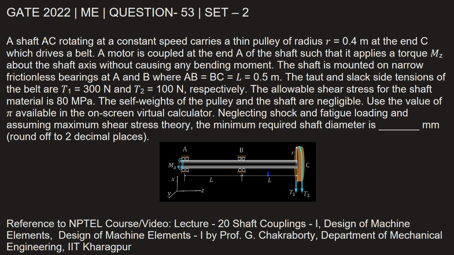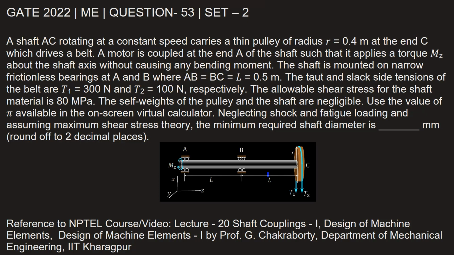This question is from GATE 2022, Mechanical Engineering paper set 2, question number 53. A shaft AC rotating at a constant speed carries a thin pulley of radius r equal to 0.4 meter at the end C, which drives a belt. A motor is coupled at the end A of the shaft such that it applies a torque mz about the shaft axis without causing any bending moment.